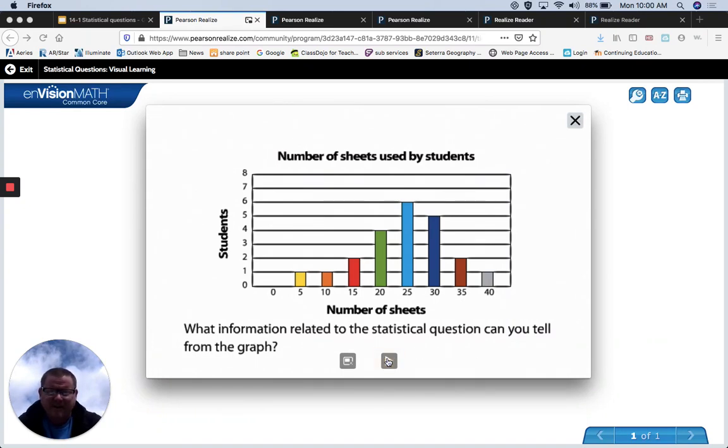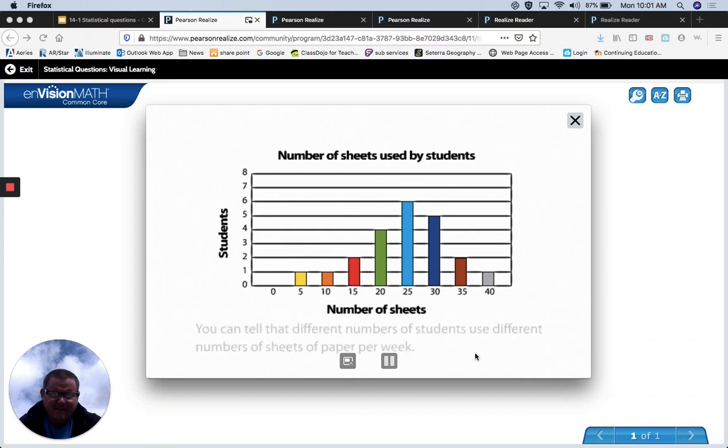Now we have the graph form. Although we're only working on statistical questions today, you can see how the graph is going to carry all of the data because there are different answers. Here's the number of sheets down at the bottom, and here's the number of students along the side. Hopefully you can tell by this graph several different things. You can tell that different numbers of students use different numbers of sheets of paper per week.